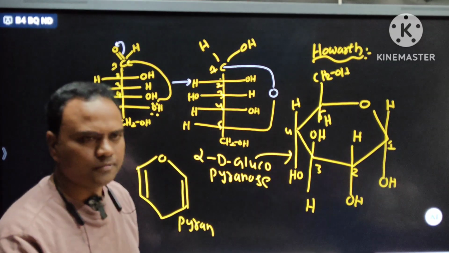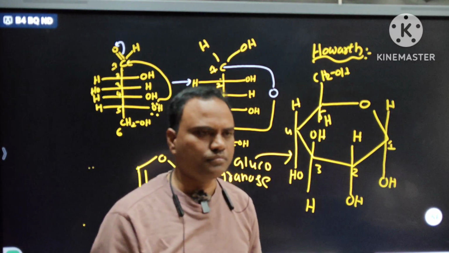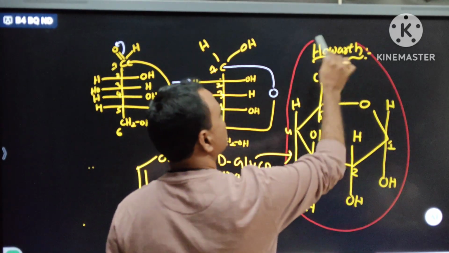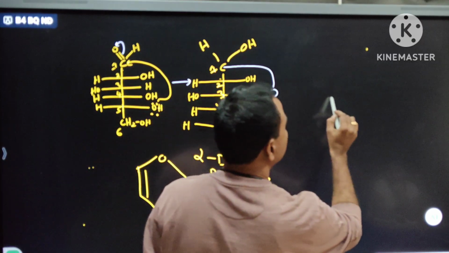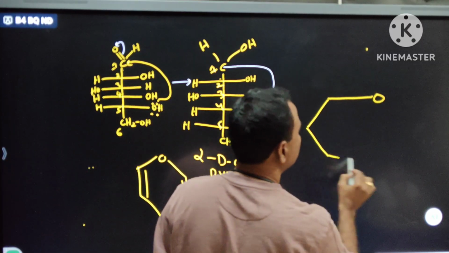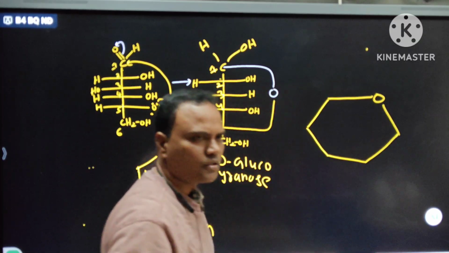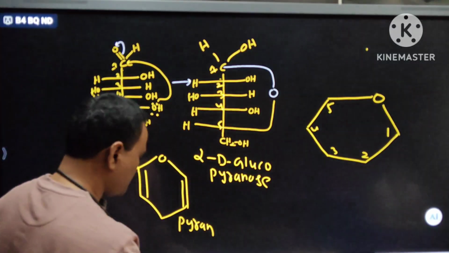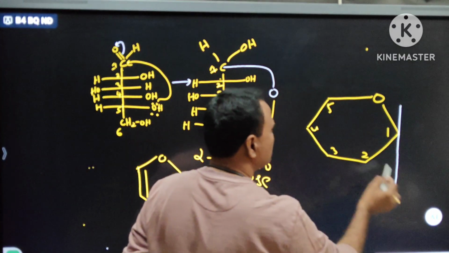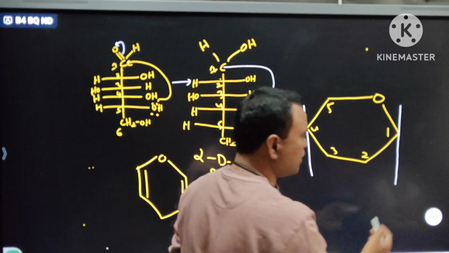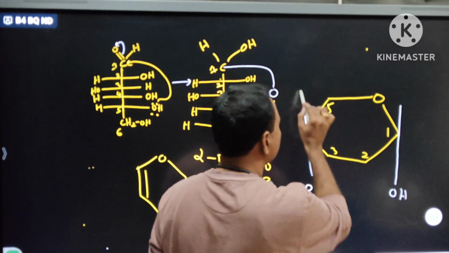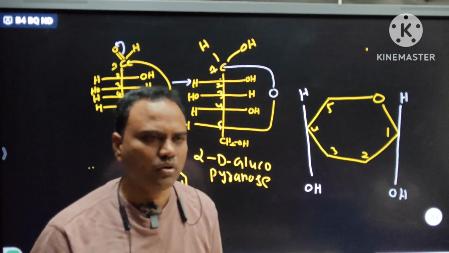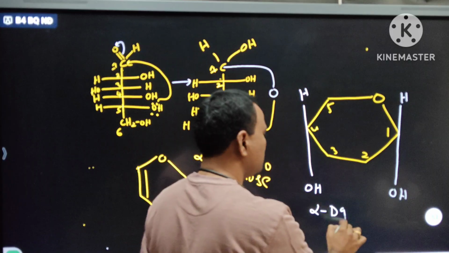Clear? Now see the trick. First of all, draw the 6-membered ring. I will show you. Draw the 6-membered ring like this. Give the numbers 1, 2, 3, 4, 5. At the two ends, for alpha, keep OH down. Easy only, no? At the two ends, keep OH down for alpha D glucopyranose.